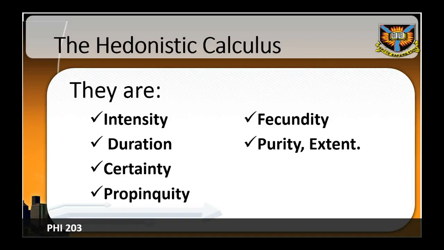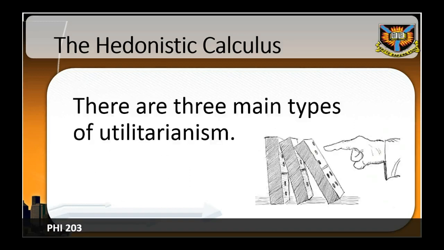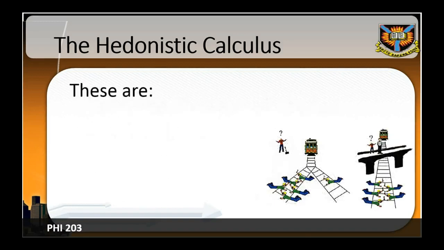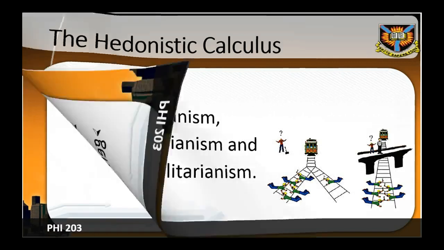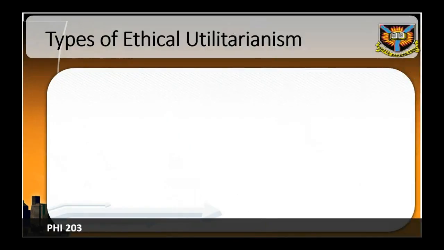Apart from Bentham and Mill, some other recent advocates of utilitarianism include David Hume, Henry Sidgwick, R.M. Hare, Peter Singer, and Justin Rachels. There are three main types of utilitarianism. These are act utilitarianism, rule utilitarianism, and general utilitarianism. Types of ethical utilitarianism. Act utilitarianism.